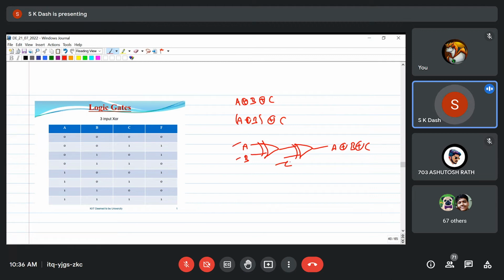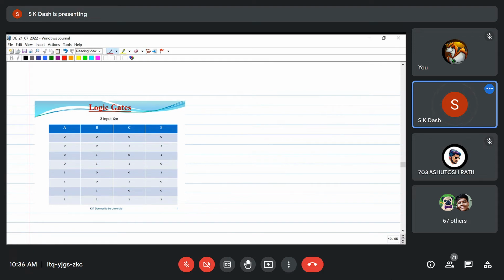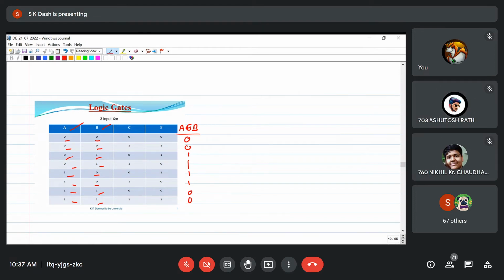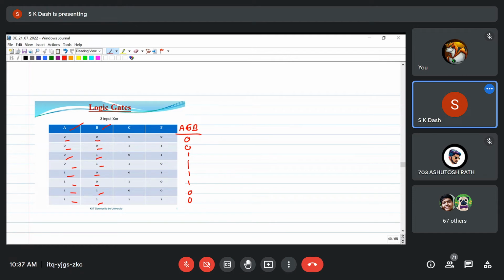As we have 3 inputs, a total of 8 possible combinations are there. So let us check what will happen to the output. Let me write. How will we solve it? First we'll find out A XOR B. Check these two columns and tell me, 0 0, what will be the output for A XOR B? 0. 0 0 0. 0 1 is 1. 1 1 is 0, both are the same. Now this result XOR with C.